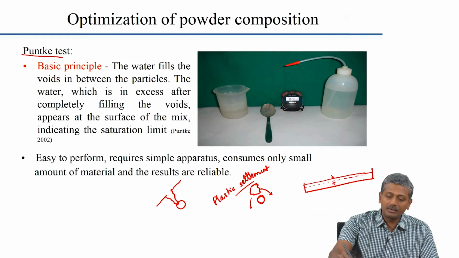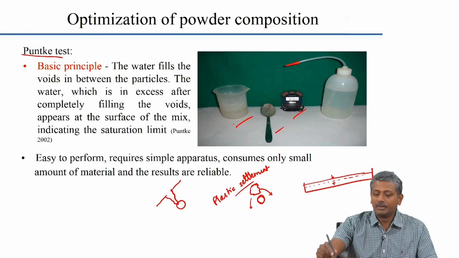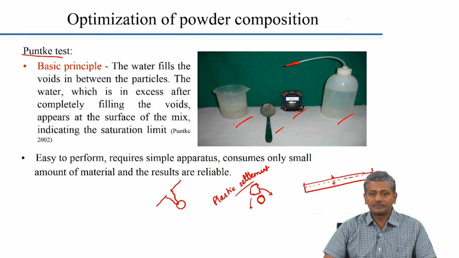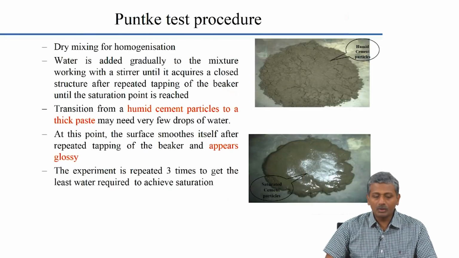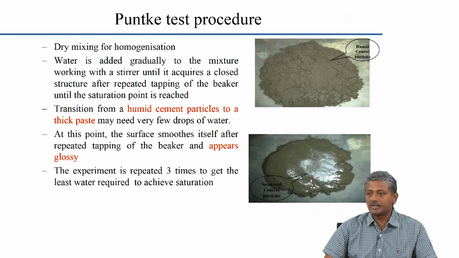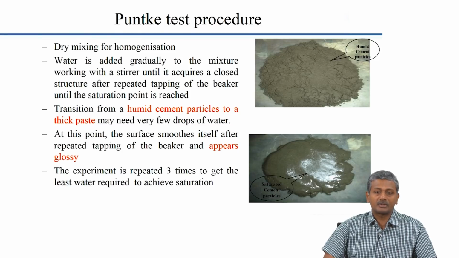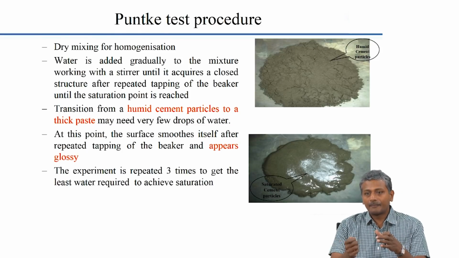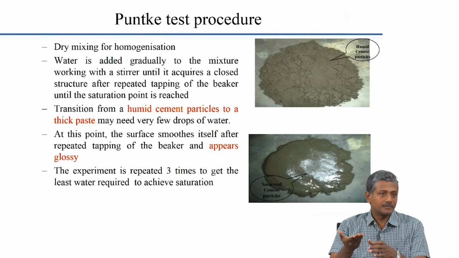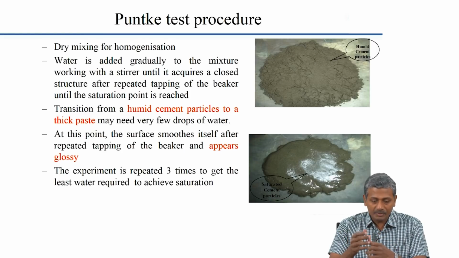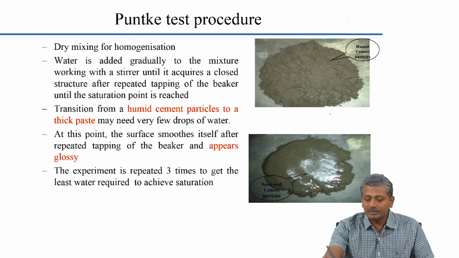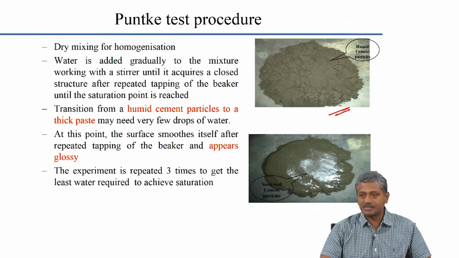All you need is a beaker, a spoon, a stopwatch, and a water dispenser, a squeeze bottle for the water. So, what do you do? You have dry mixing first for the homogenization of the cement and fly ash particles, then you add water into this mixture slowly until it acquires a closed structure, and then when you tap the beaker, right, water simply comes up to the surface if saturation point is reached. Okay, after it fills up the entire void, it comes up. So here this is a photograph which shows you humid cement particles. That means there is water inside, but it is not large enough to come up to the surface.